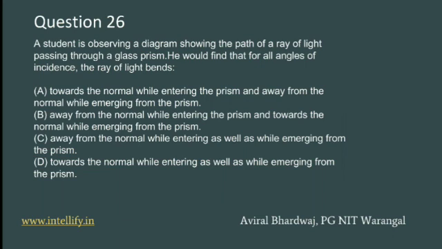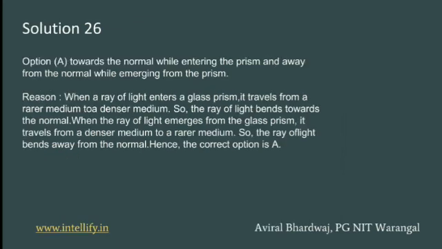Four options are given, and the answer is, firstly, understand that when a ray of light enters from air to glass, it goes from a rarer medium to a denser medium, and when it comes back from glass to air, it goes from a denser medium to a rarer medium. It's a basic concept, so write these things down. When a ray of light enters the glass prism, it travels from the rarer medium to the denser medium, meaning air to glass.